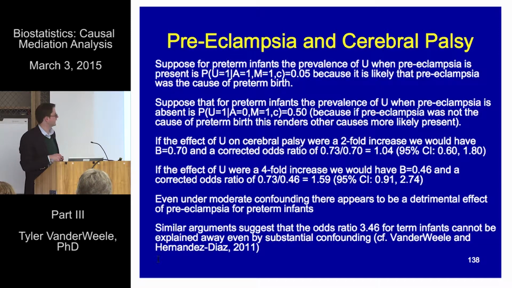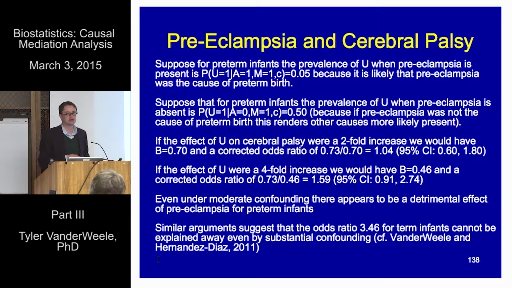If we increase the effect size of U on cerebral palsy to be a fourfold increase, our bias factor would go down to 0.46. When we divide our actual estimate and confidence interval by that bias factor of 0.46, the direct effect estimate increases to 1.6. But even under the more moderate confounding scenario, we would still have a seemingly, perhaps very slight, detrimental rather than protective effect.